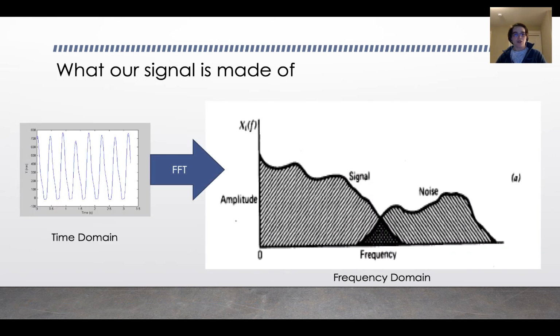Computationally, we use something called the fast Fourier transform, which is just a way of saying that we do the Fourier transform math quickly using the computer to take a time domain signal and turn it into a frequency domain signal, which might look something like the figure on the right here, where you have the signal portion there on the left and then noise. You'll note that there is some overlap, but mostly the noise is separate from the signal.